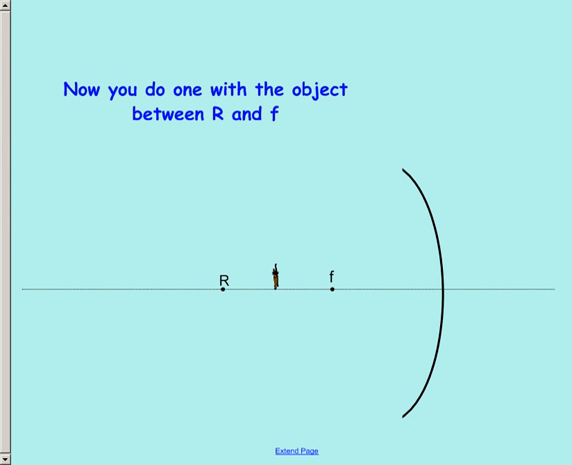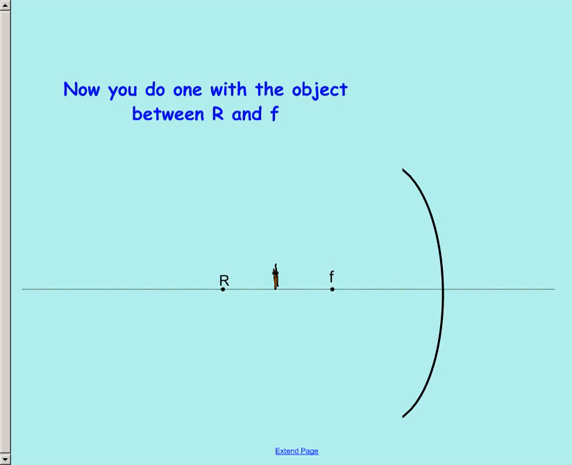Now, here's a quick little hint for you. Draw it really small. Draw it about like I did, okay? Draw the cat really, really small. So this is a time you need to pause, go over the 2 rules, draw the 3 rays, and see what you end up with, okay?